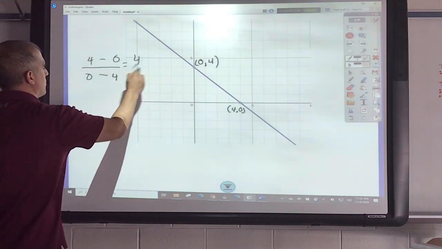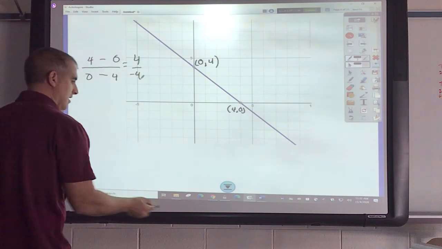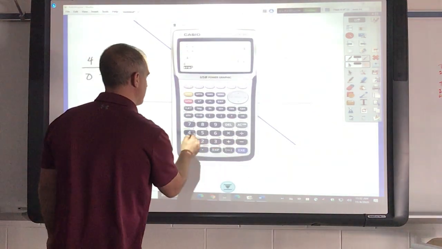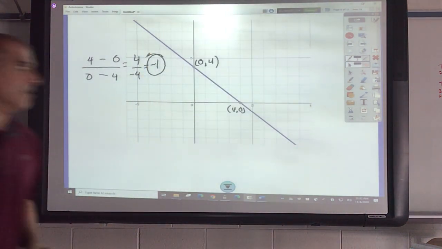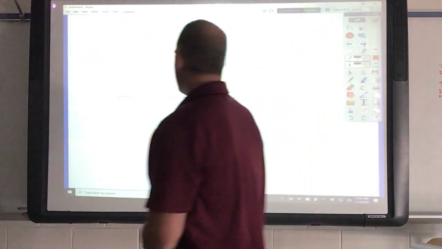4 minus 0 would be 4. 0 minus 4 would be negative 4. If I divide those in the calculator, I get negative 1. Pretty easy stuff there. All right, let's do one more together.